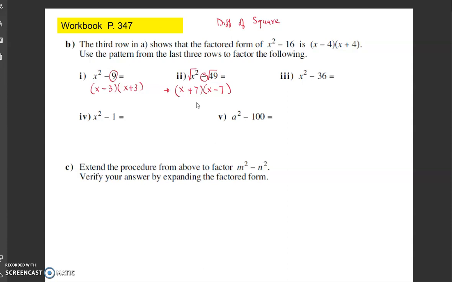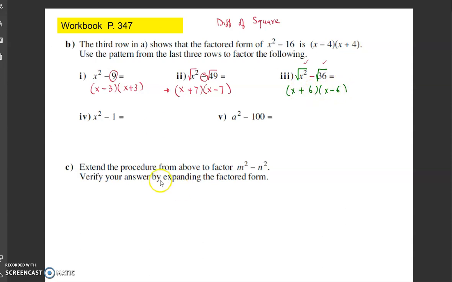Okay? So first check, can you do difference of squares? So the first check is, can I take a square root of these two numbers? Yes, I can. Is this a difference, a subtraction? Yes, it is. So that means go ahead and we can do difference of squares on them. So the square root of x squared is x, so you write it in two brackets. The square root of 36 is 6. And you put one negative, one positive, and you're done.